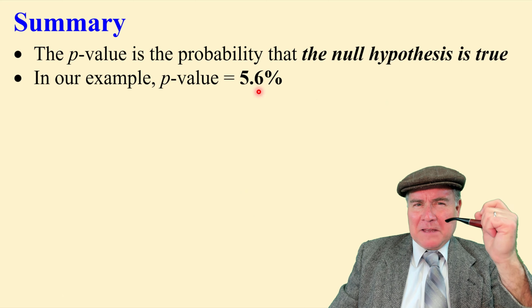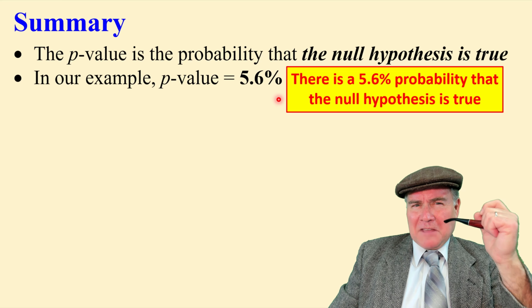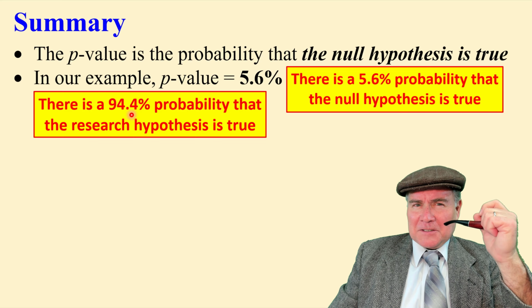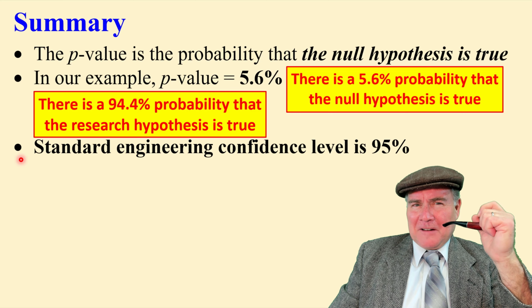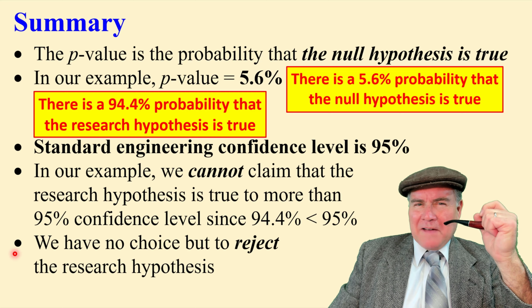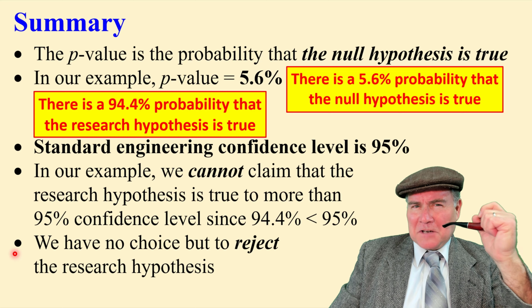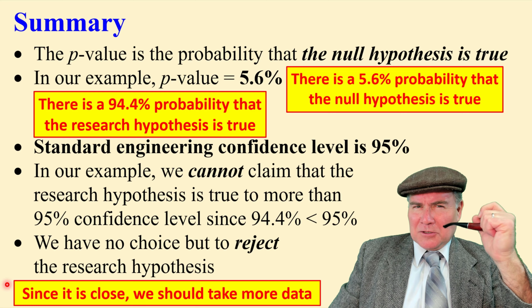In our example, the p-value was 5.6%. There is a 5.6% probability that the null hypothesis is true. Thus, there is a 94.4% probability that the research hypothesis is true. Since standard engineering confidence level is 95%, we cannot claim that our research hypothesis is true to more than 95% confidence. We have no choice but to reject this research hypothesis. But since it's so close, we should probably take more data to be sure.